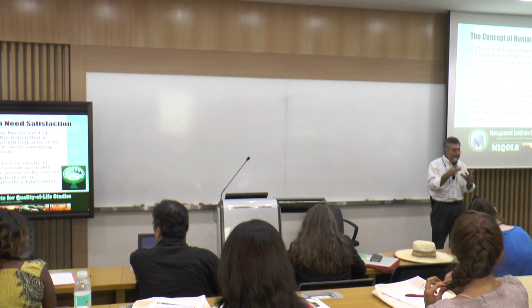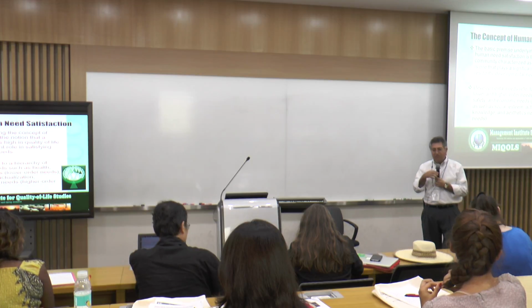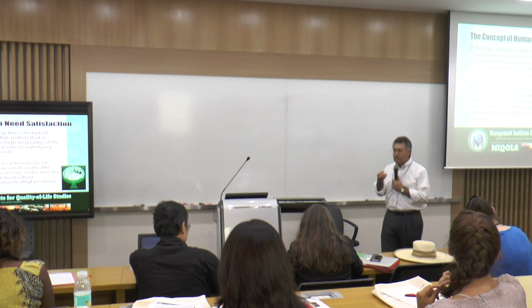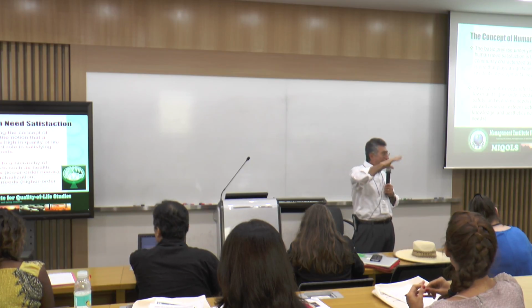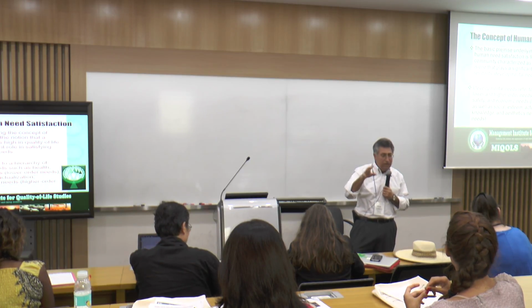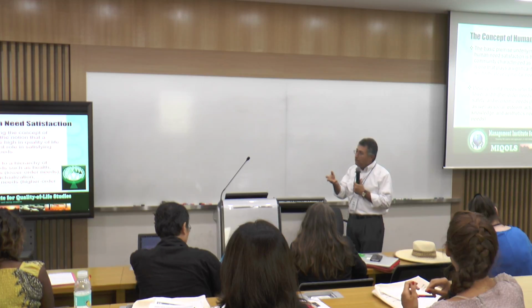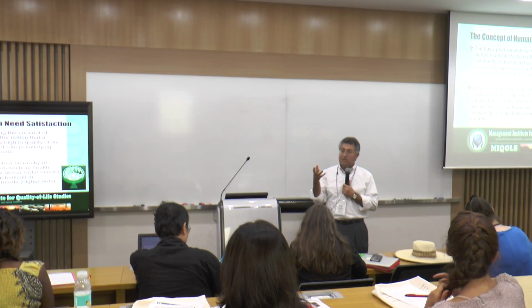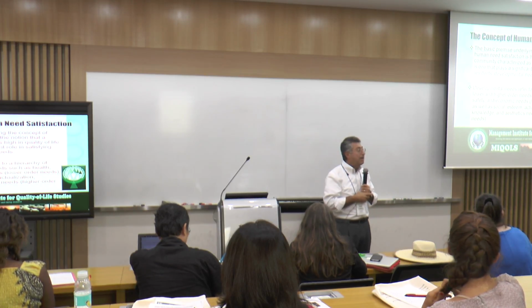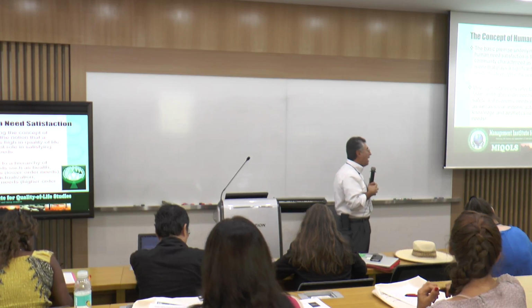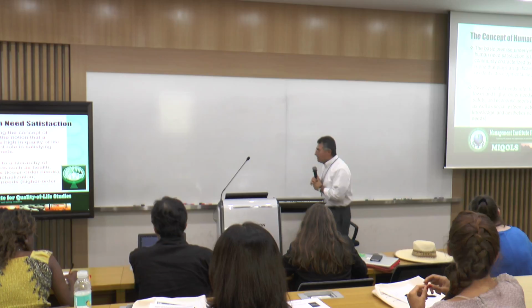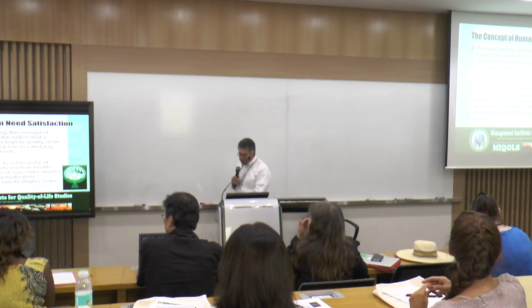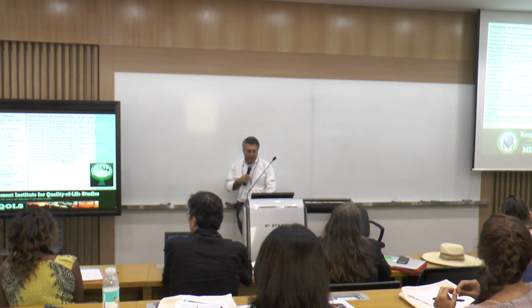Again, so the idea then is that if you have a community that serves to satisfy the full spectrum of human development needs, then that community is such that it delivers a high level of quality of life. So how does that translate in terms of specific indicators?